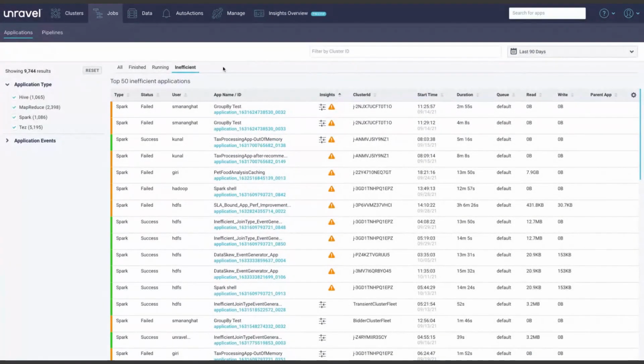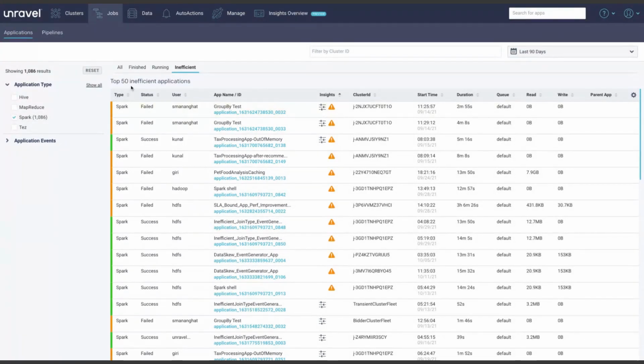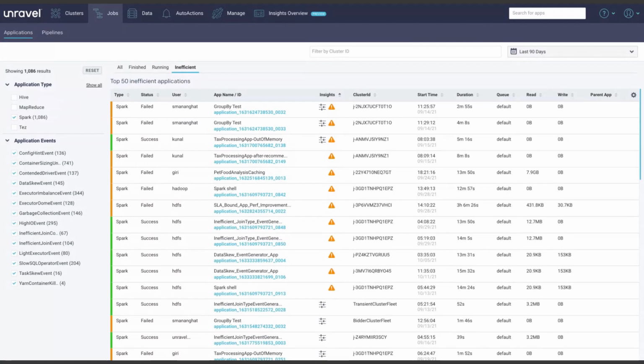So within the inefficient events, you can see here that we can isolate around the specific application type that we're using. And since we're talking about Spark today, we're going to focus on just the Spark jobs over the last 90 days. Now, what we've done is we filtered by the top 50 most inefficient Spark events. And what we can do here, as a diagnostic tool, as a troubleshooting tool, is come in and identify specific events that may have triggered the Spark inefficiencies.